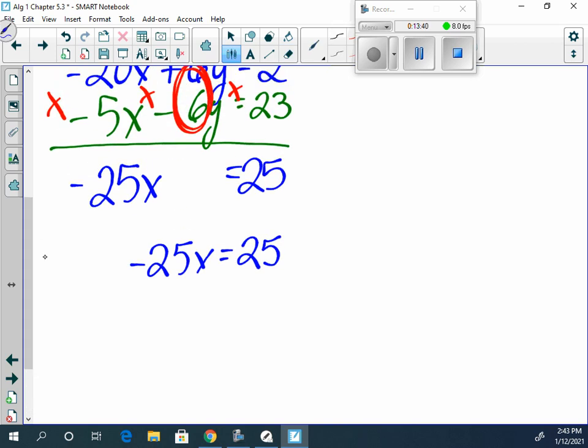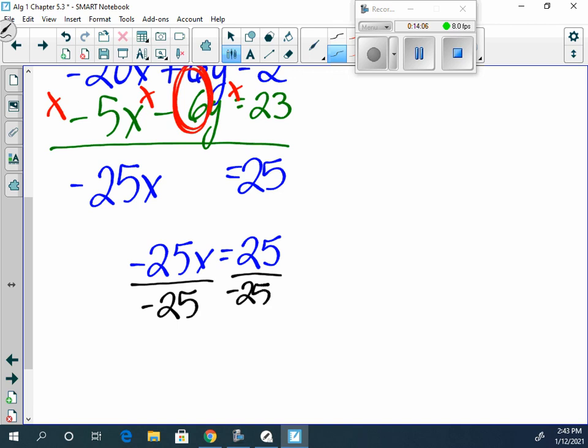Any questions on how we got to this point here? So anything we've done up to this point, we've only had one little change, isn't it? We had to scale. We had to multiply one of the equations by a number, so we got a variable to be the same. And now we have negative 25x equals 25. So what do we need to do? Well, solve for x.